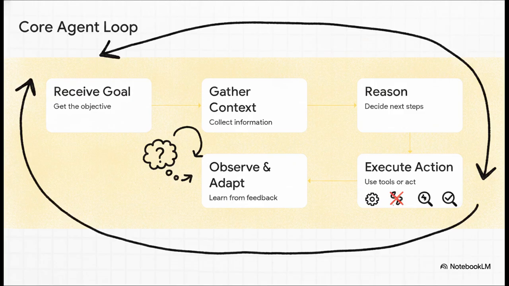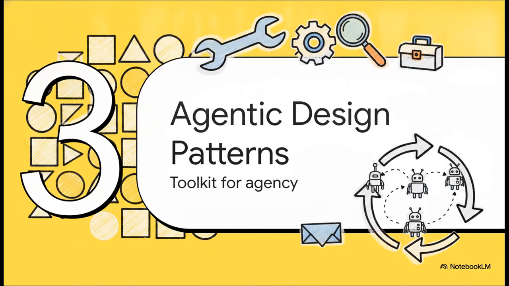If an API call fails or a search returns the wrong data, the system doesn't just crash and burn. It sees the failure, it reasons about why it happened, and it tries a completely different approach. It learns within the task itself. So how do we actually engineer this? Let's hit Section 3, essential agentic design patterns. This is our toolkit for control, memory, and agency.